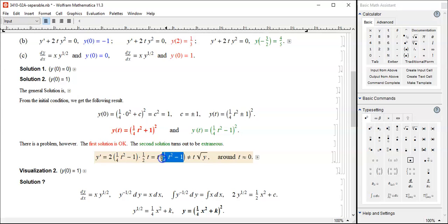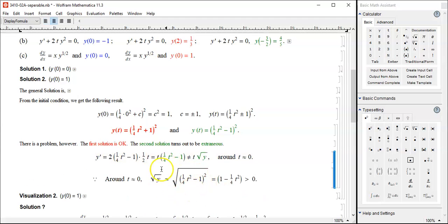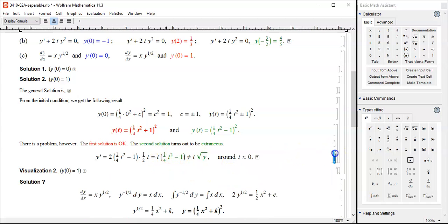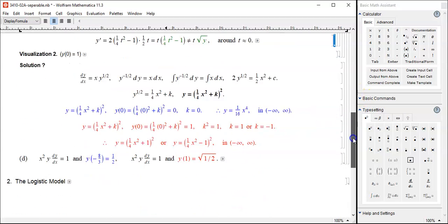This part here is not equal to square root of y. This is negative, and that's positive. That's why it fails. As a matter of fact, you see, square root of y is 1 minus 1/4 t squared. This one's positive, not 1/4 t squared minus 1. So the green solution here is extraneous.